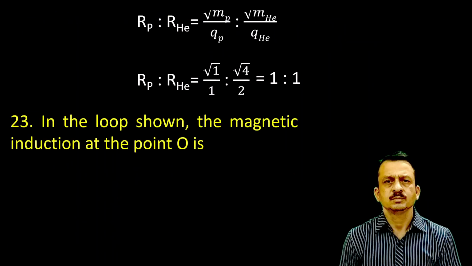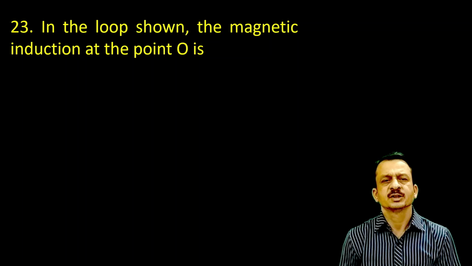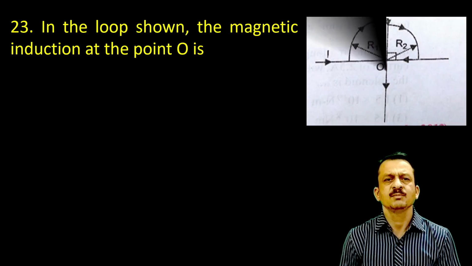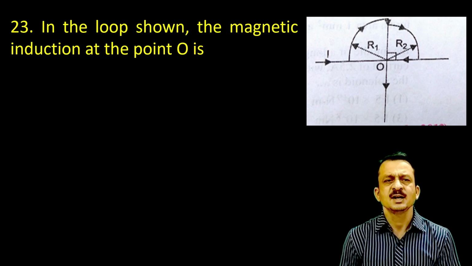Next problem. In the loop shown, the magnetic induction at the point O is. Now look at the diagram. They have given the two loops and the direction of the currents are given and their radii are given. One is R1 and another one is R2. You have to calculate what is the magnetic induction at the point O.